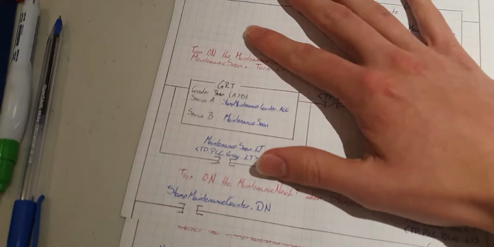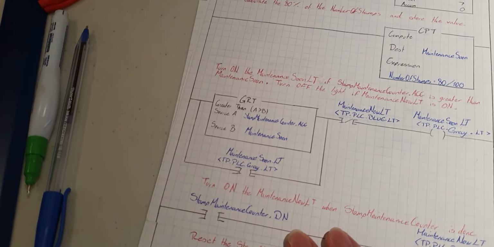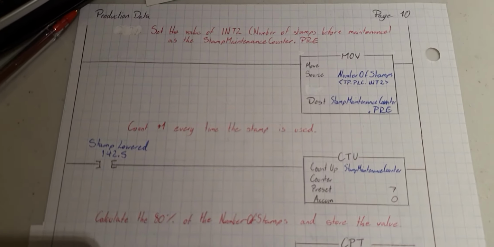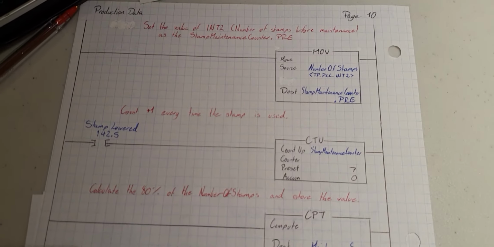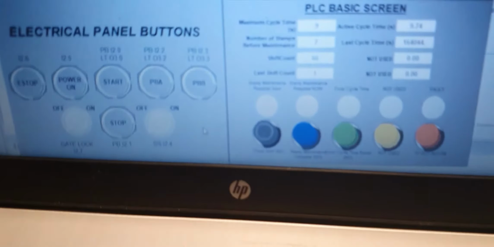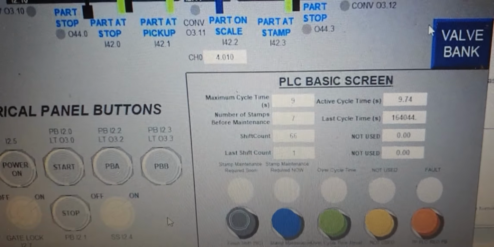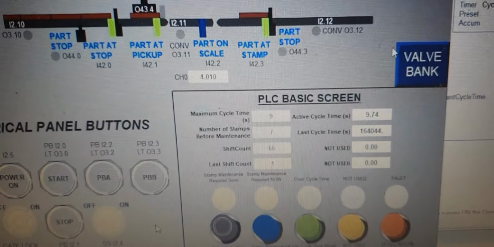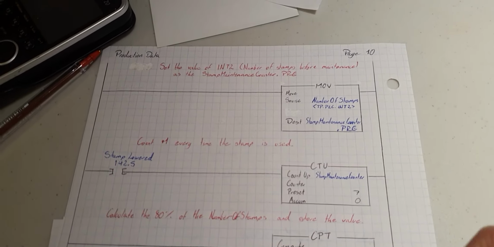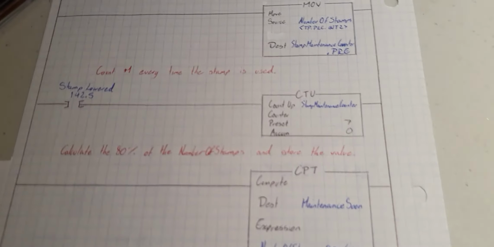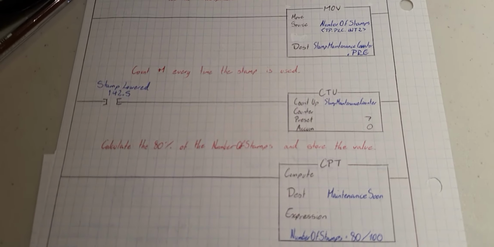Okay, so now we have this second part. This is page 10 of production data. Basically, the user has the option to insert how many parts should be stamped before maintenance is required. The first thing is to move that value into a preset value for a counter that is called the stamp maintenance counter.